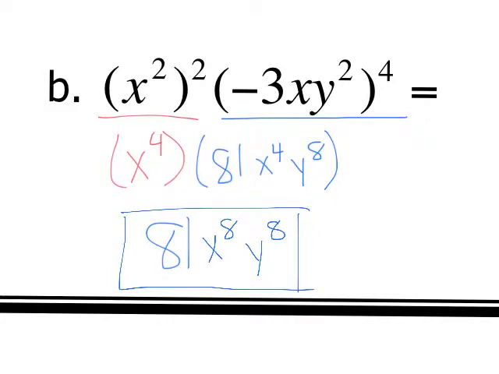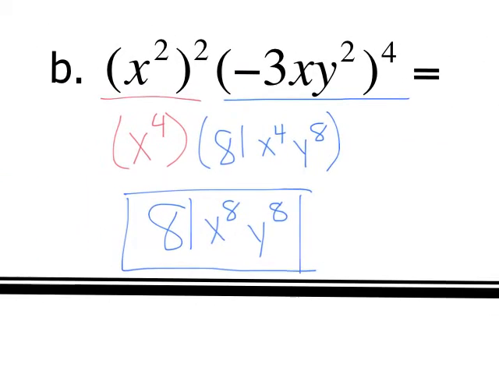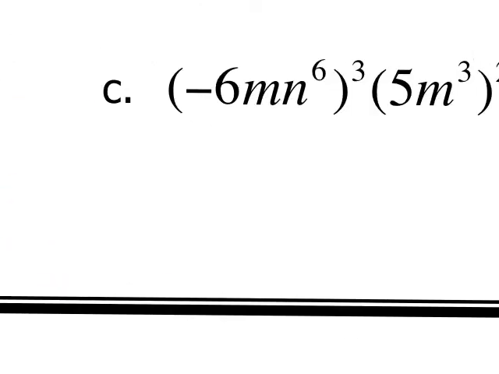Okay, questions on B? I don't understand how you get 81. 3 to the 4th. That's 3 times 3 times 3 times 3. Oh, I forgot about that. Yep, gotta be careful with coefficients.